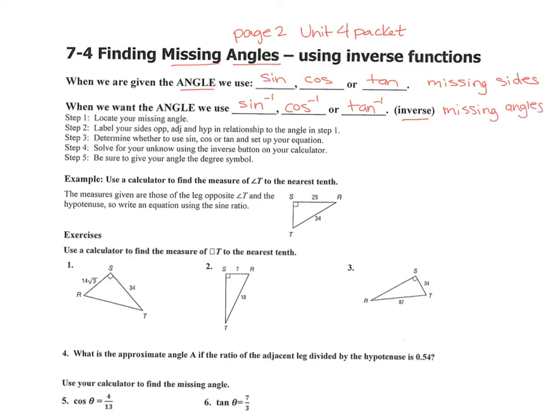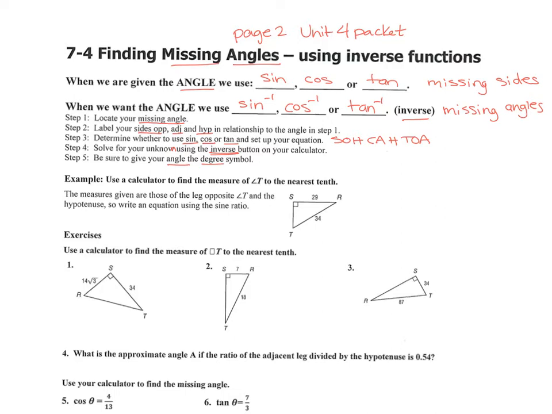The steps are the same, however. We're first going to locate the missing angle we want to find. We're still going to label our sides opposite, adjacent, and hypotenuse in relationship to our angle. We're still going to determine whether we're going to use sine, cosine, or tangent using our SOH, CAH, TOA. And then we're going to solve for our unknown angle, and we're going to use the inverse button on our calculator for this. And don't forget, your angles should be in degrees.